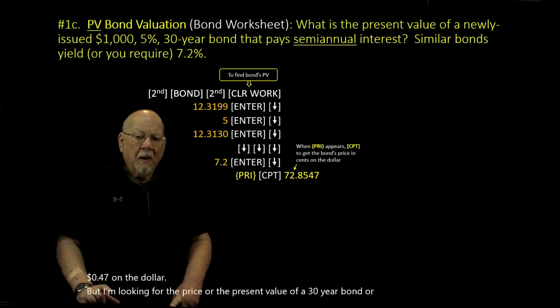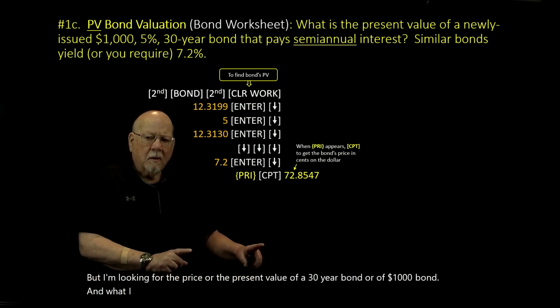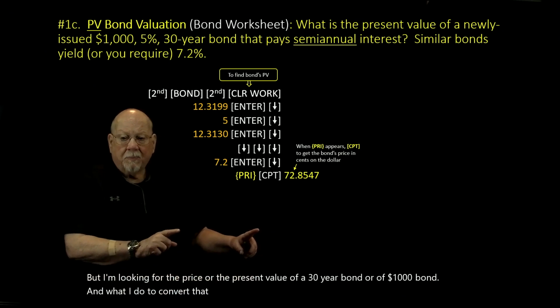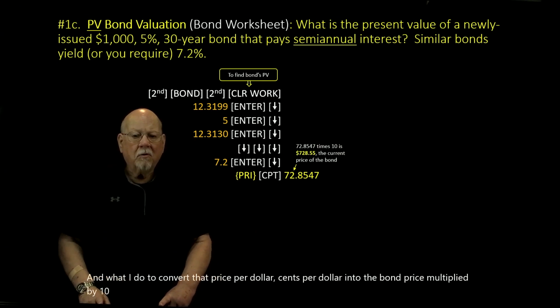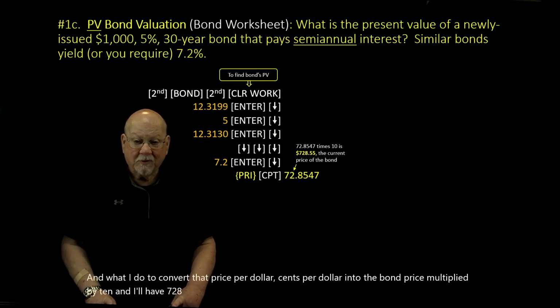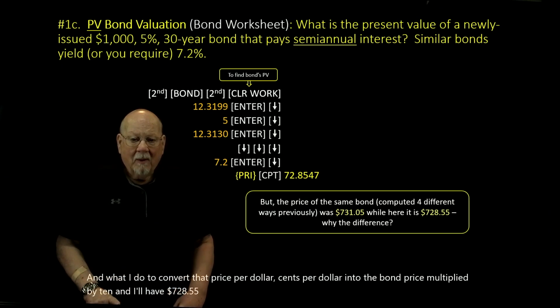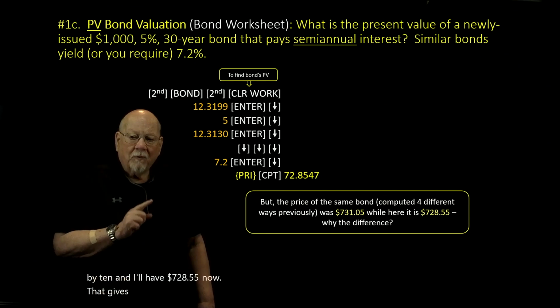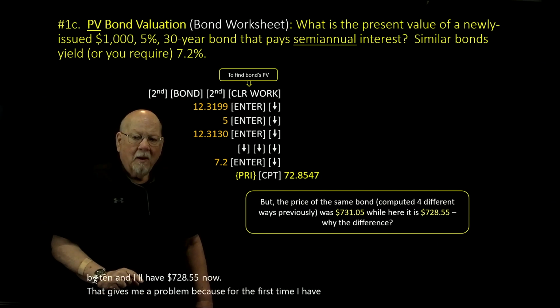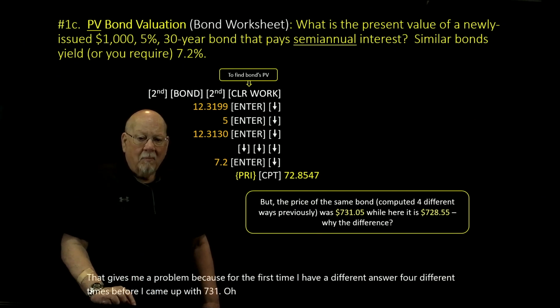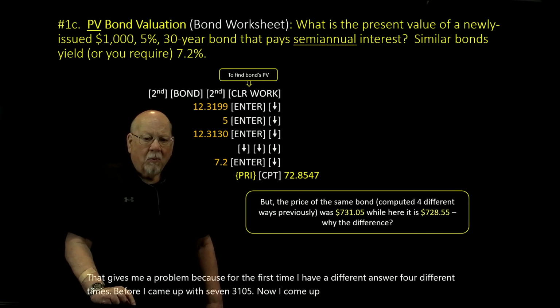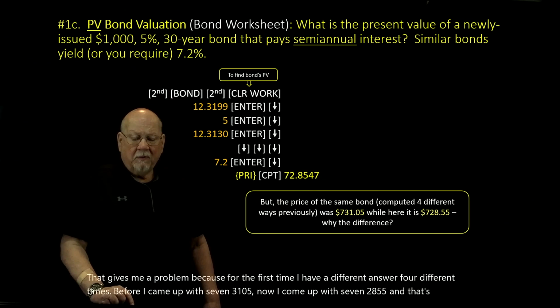But I'm looking for the price, or the present value, of a 30-year, $1,000 bond. And what I do to convert that price per dollar, cents per dollar, into the bond price, is multiply it by 10, and I'll have $728.55. Now, that gives me a problem because for the first time I have a different answer. 4 different times before I came up with 731.05. Now I come up with 728.55, and that's a $2.50 difference.